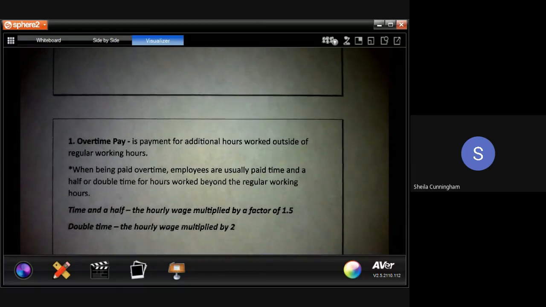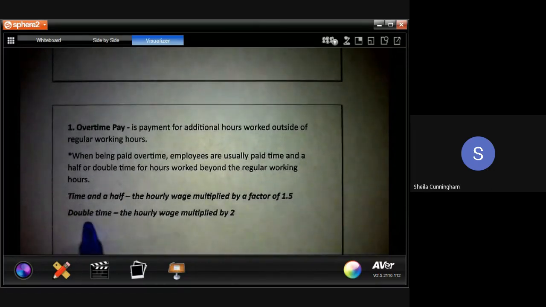The second type is called double time, and we'll look at that one in the next lesson. But with double time, just think double, right? Your hourly wage is going to get multiplied by a factor of 2. So if you make 10 bucks an hour and get double time for overtime pay, you would be making 20 bucks an hour for every hour that you've worked overtime. So let's take a look at that and see what that looks like in practice.